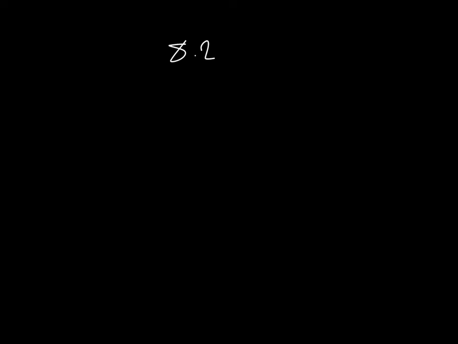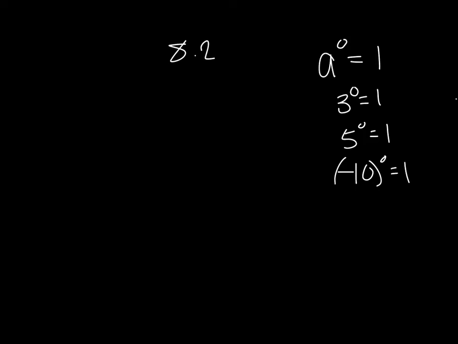Okay, we have two rules that you're going to be doing today. One of them is about how if you have a number to the 0 power, that is equal to 1. Okay, and it doesn't matter what that number is. It could be 3 to the 0 power, or 5 to the 0 power, or negative 10 to the 0 power. It doesn't matter what it is, it's equal to 1.